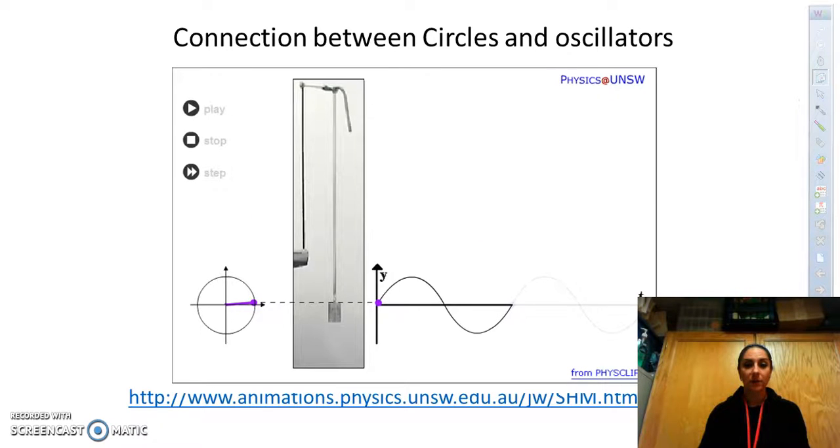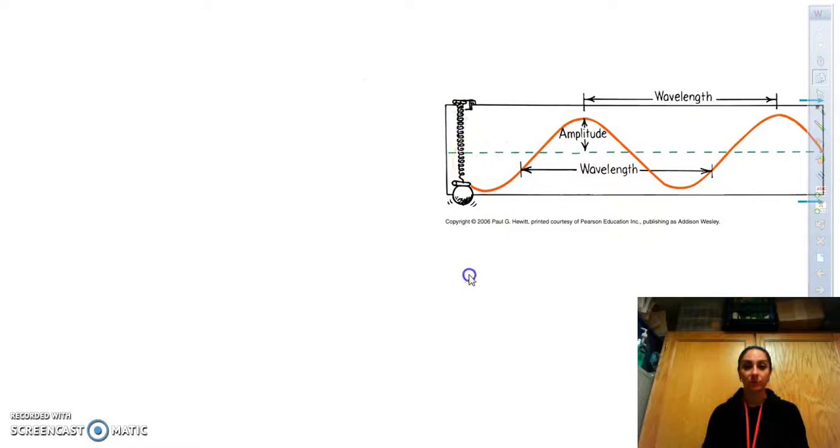You can try this out by clicking this animation. You'll see the same connection that I made before. Things that oscillate are periodic, even though it's going up and down or in a circle.